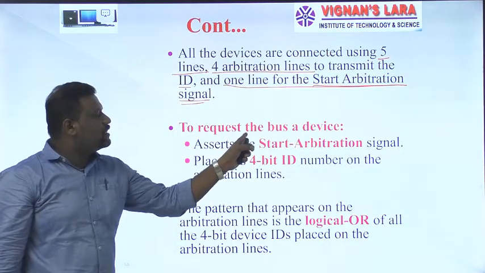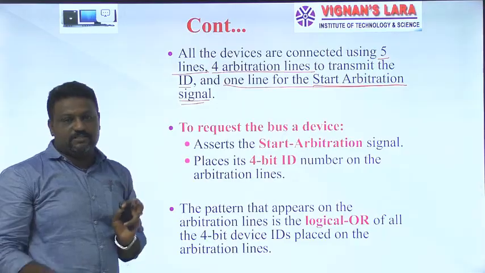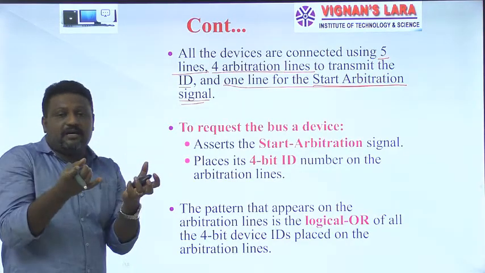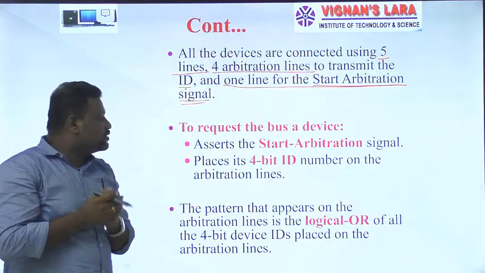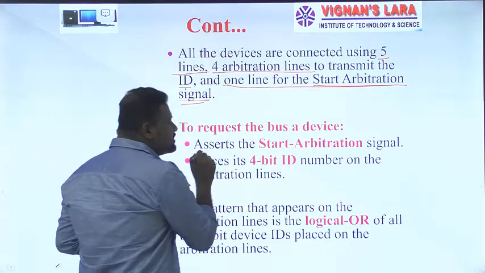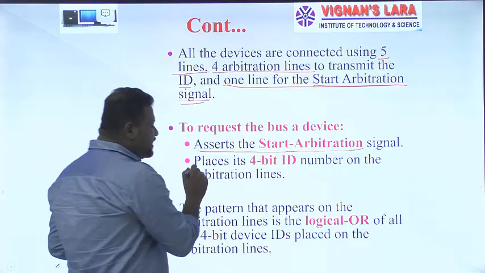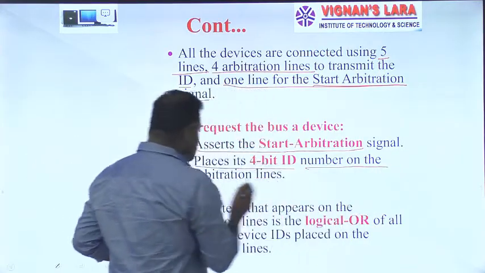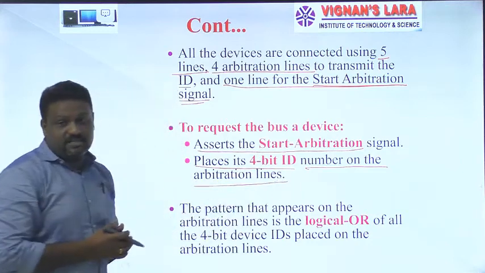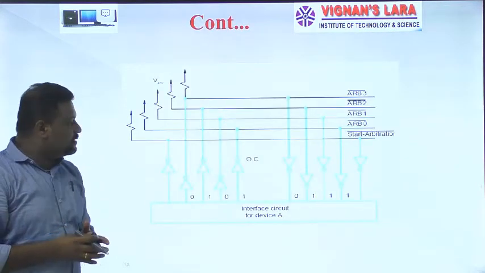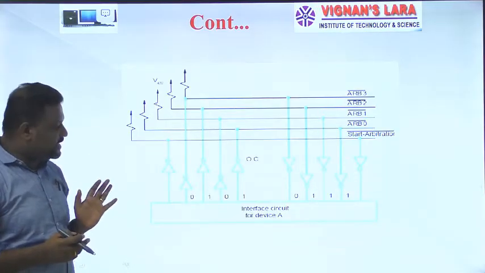So to request the bus, what can a device do to get the bus? For that purpose, it activates the start arbitration signal first. Thereafter it places its 4-bit ID number on the arbitration lines. So for better understanding, see guys, this is the arbitration mechanism.